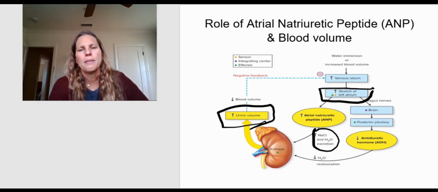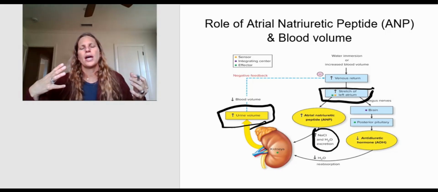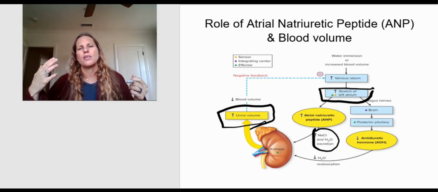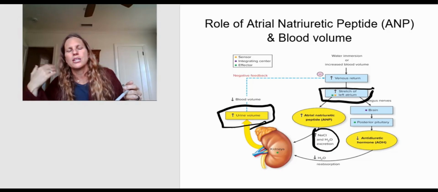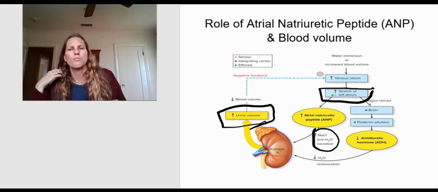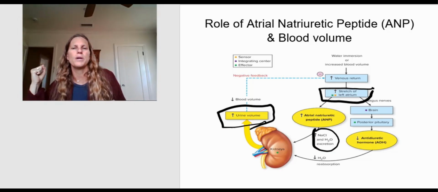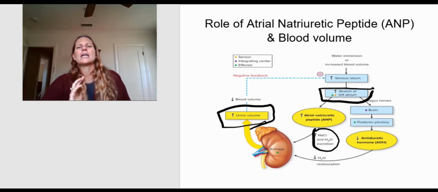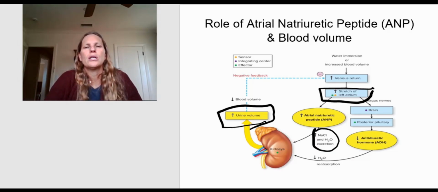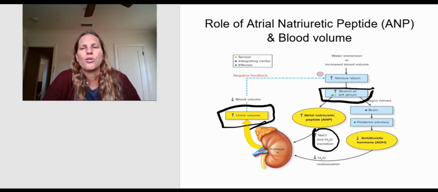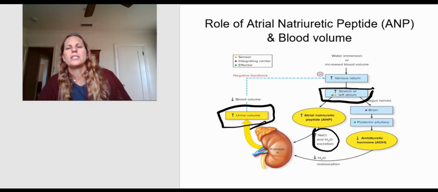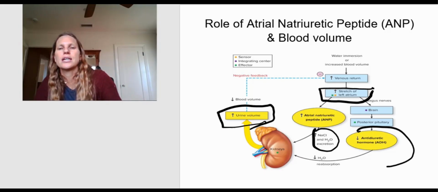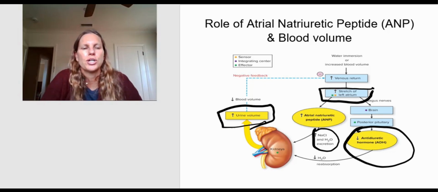The other thing that will happen when the atria is stretched is a reflex message to the brain via the vagus. The vagus will pick that up and send a message to the brain, and the brain will say, let's not have any more antidiuretic hormone around. We don't need any more water in here. We've got plenty of water. So we see also a decrease in antidiuretic hormone, which I mentioned earlier.